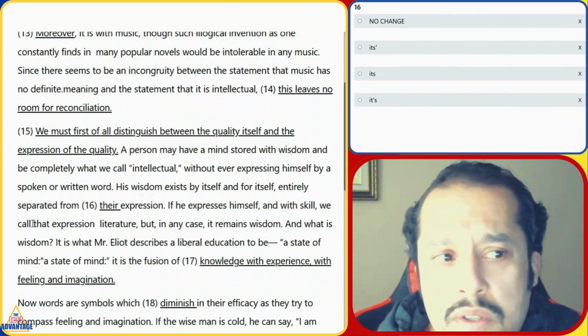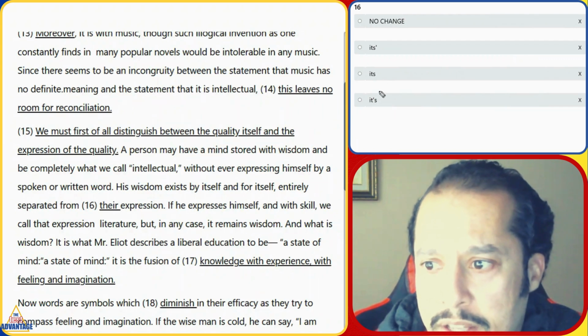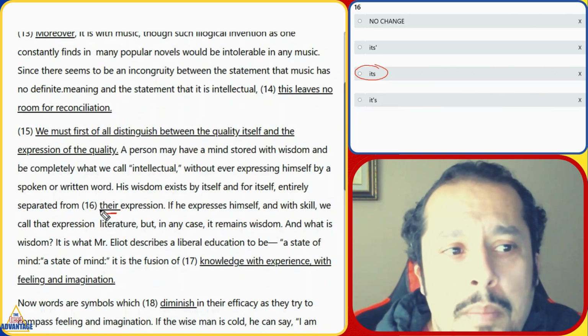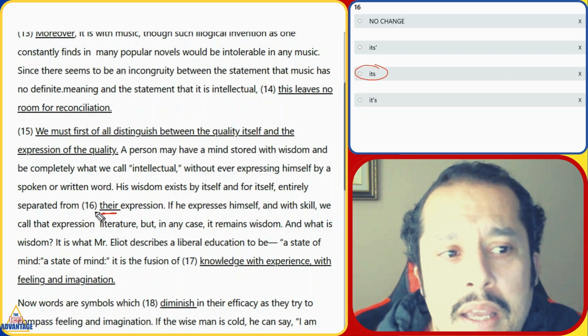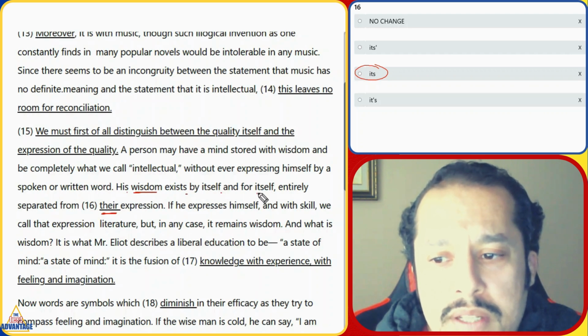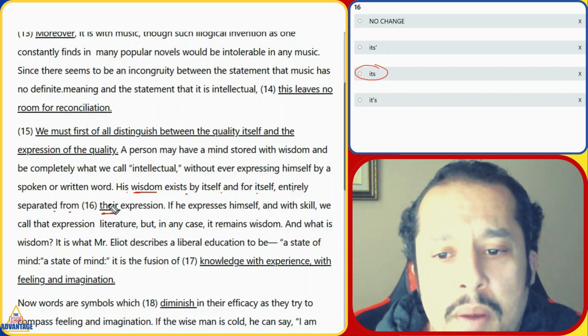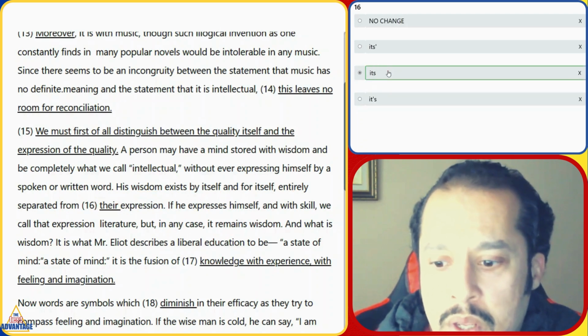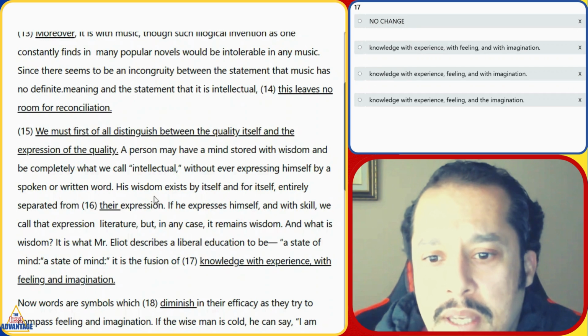Question number 16. Here we're going to say the answer is C. It's بنتكلم عن إيه. His wisdom exists by itself and for itself, entirely separated from its expression, the expression of wisdom. C. Number 17.